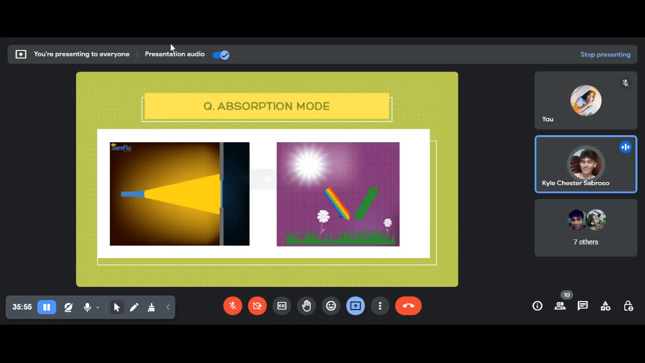Good day, ma'am. We're talking about absorption mode, diffuse reflection mode, and cross polarization in forensic photography.